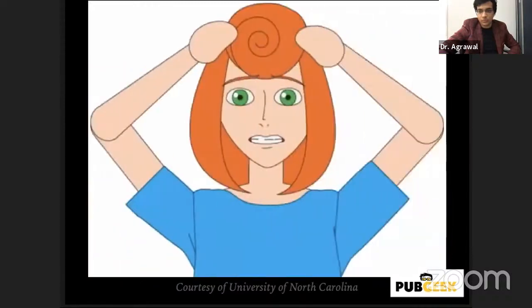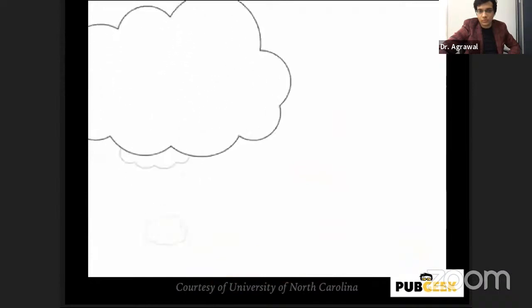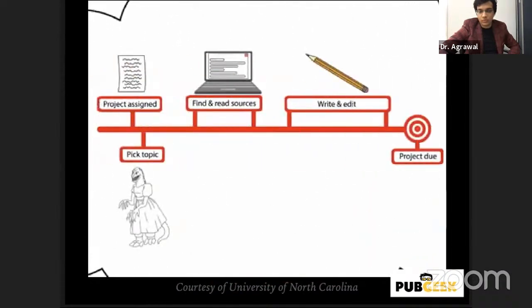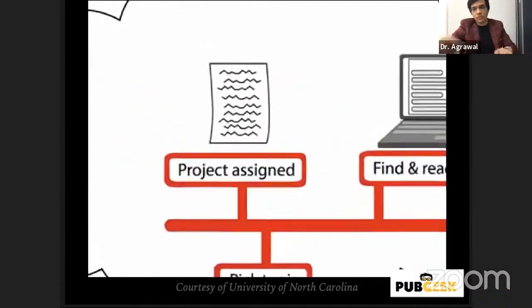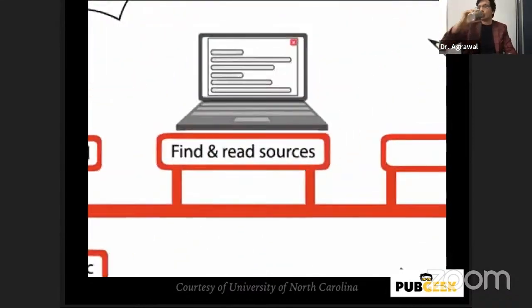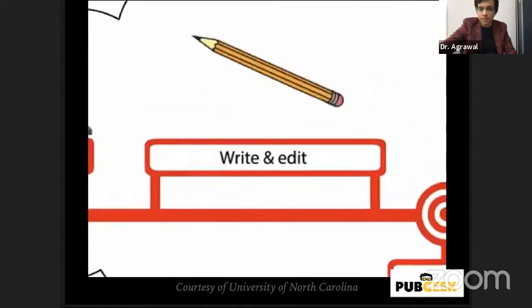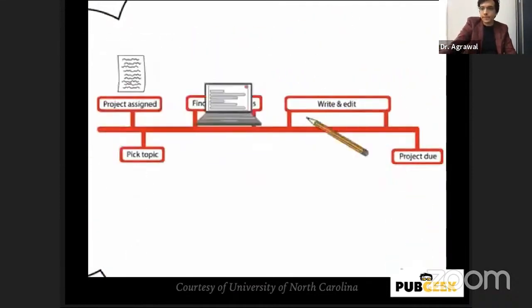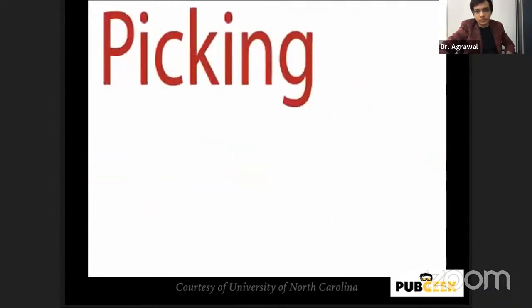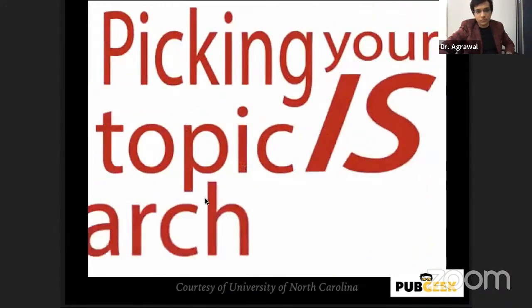She's freaking out. Jenny's problem started with her mental model of the research process, which she sees as a one-way street. Like many students, Jenny thinks that once a project is assigned, she should pick her topic right away. Then she can move on to finding sources and reading through them. And once she has all her sources, she can start writing her paper. But the research process is a lot messier than that, and picking your topic is intertwined with finding and reading sources, and writing and editing your paper. Picking your topic is research.